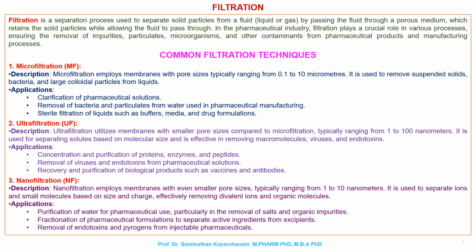2. Ultrafiltration, UF. Description: ultrafiltration utilizes membranes with smaller pore sizes compared to microfiltration, typically ranging from 1 to 100 nanometers. It is used for separating solutes based on molecular size and is effective in removing macromolecules, viruses, and endotoxins. Applications: concentration and purification of proteins, enzymes, and peptides, removal of viruses and endotoxins from pharmaceutical solutions, recovery and purification of biological products such as vaccines and antibodies.